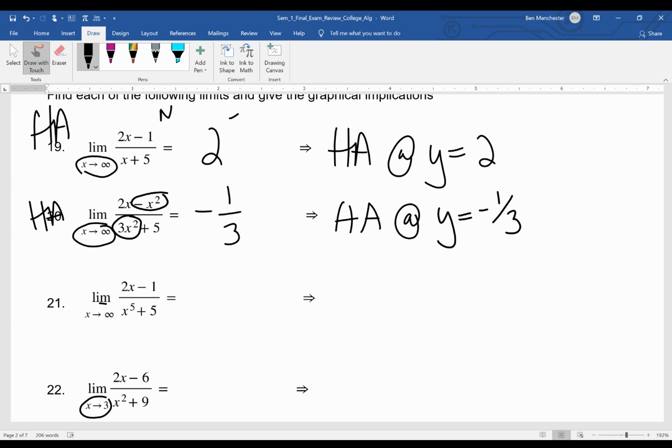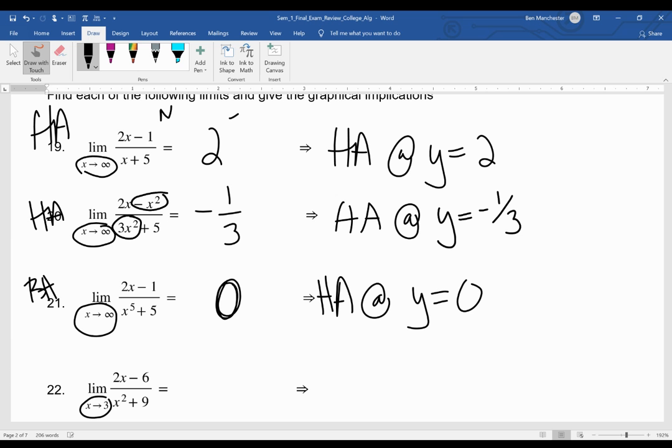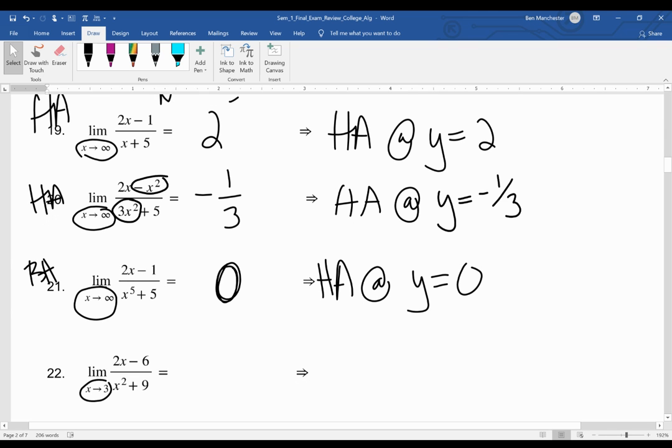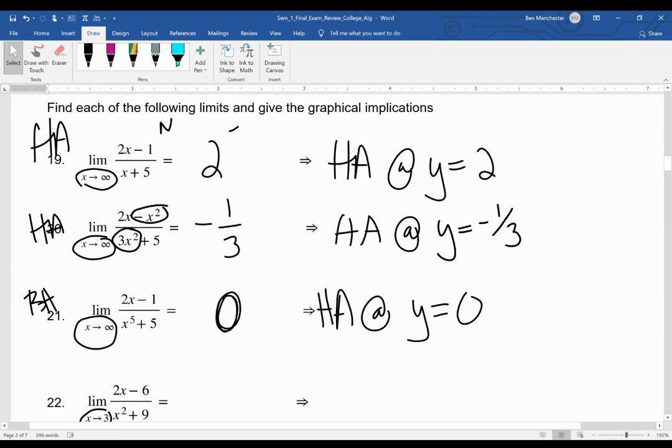And our last one here with infinity, this one looks like it's bottom heavy. There's an x to the 5th on the bottom and a 2x on top, so that means it's a 0. Anytime we have a bottom heavy one, it's automatically a horizontal asymptote at y equals 0. So if limits go to infinity, we're looking at horizontal asymptotes: bottom heavy, top heavy, or neutral. If it's top heavy, then you're going to have a slant asymptote, and there's no horizontal one.